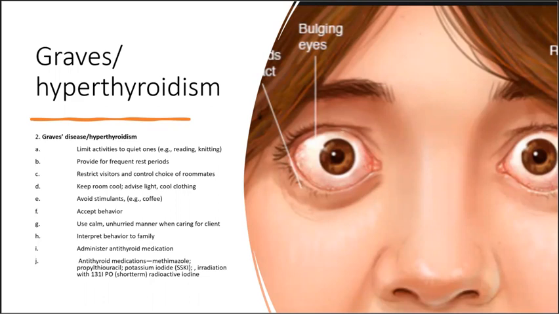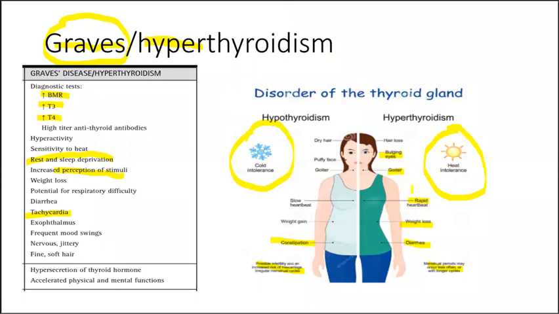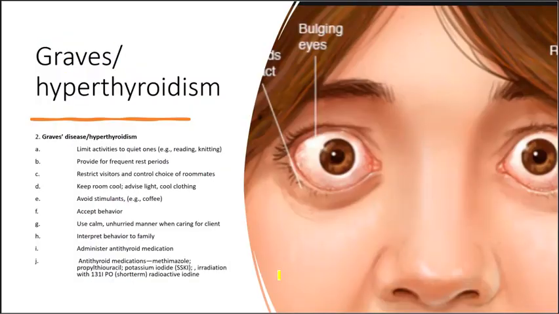Remember, what did we say about temperatures? We said there's heat intolerance, so you want to keep the room cool. Give cool clothing also. Avoid stimulants. It's already very active, so you don't want to give anything like coffee.